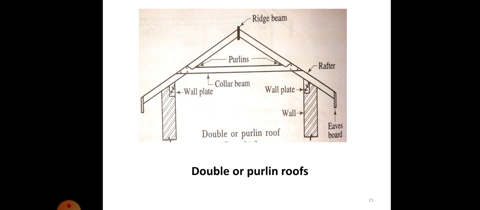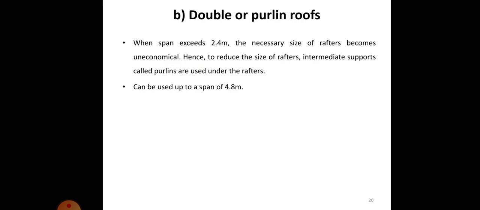So this is a type of roof where we introduce a support in between. Unlike the single roof where there is no support for the common rafters, in the case of a double or purlin roof, we provide an intermediate support. In this case, the common rafter is actually supported at 3 points. One is on the ridge beam, you can see in the figure, then on the purlin, and then on the wall plate. So this is a double or purlin roof, and this is mainly used for a span up to 4.8 meters.